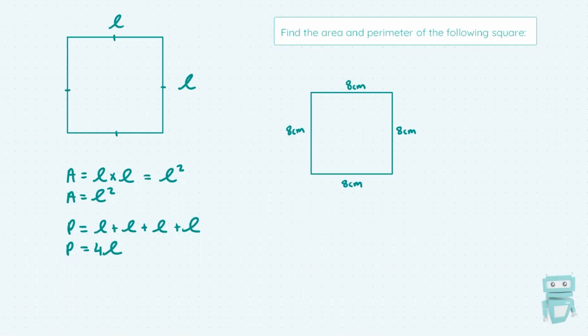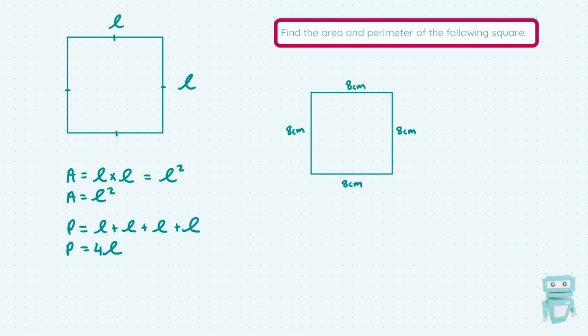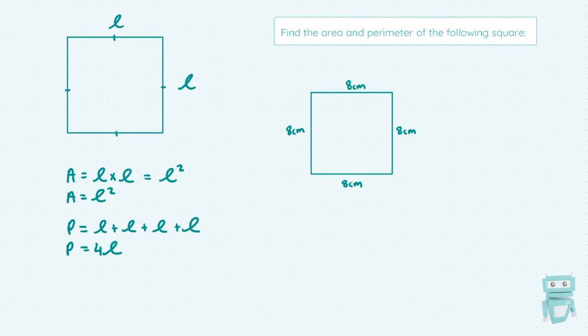So here I have a handy wee question. Find the area and perimeter of the following square. So the square is of side length 8 centimeters. So let's get straight in. The area formula here is going to be L squared. So it's going to be the side length, which is 8, to be squared. And I hope you'll agree with me that that is 64. And I'm going centimeters squared for my units.